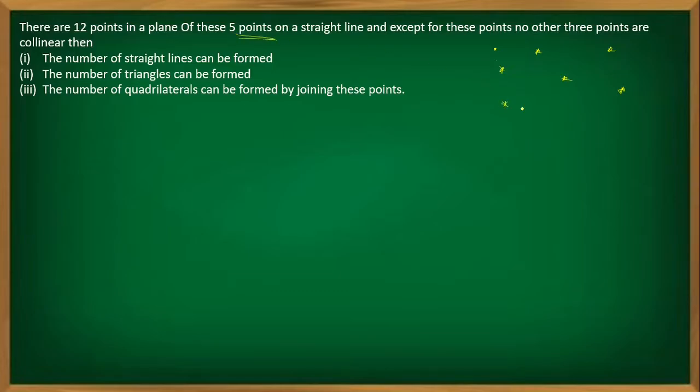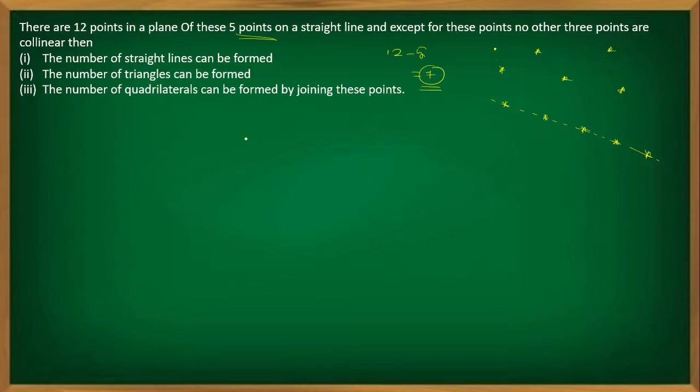For example, if I take 1 2 3 4 5, these 5 points lie on a single line, and the remaining 7 points, 12 minus 5, in these 7 points no 3 are collinear, no 3 points lie on a single line. That is the information given to us.